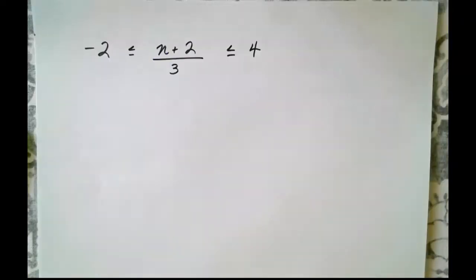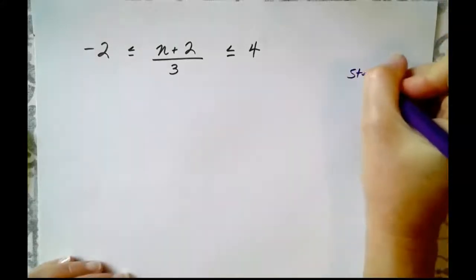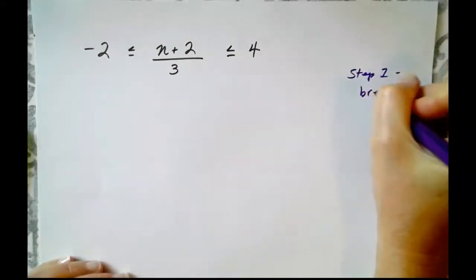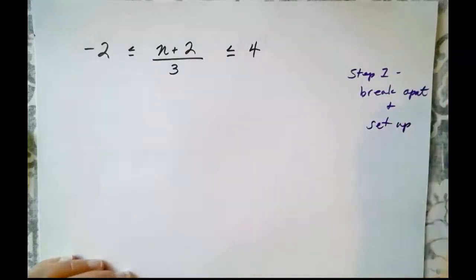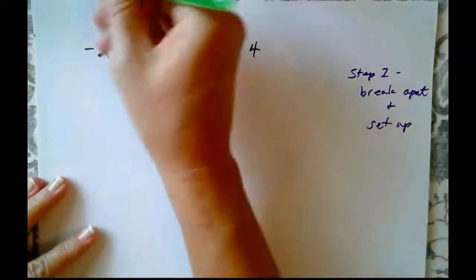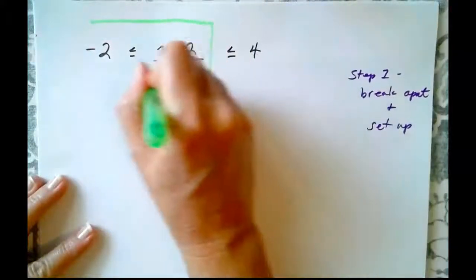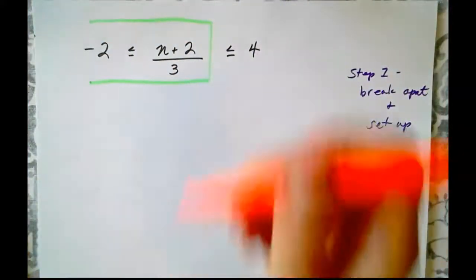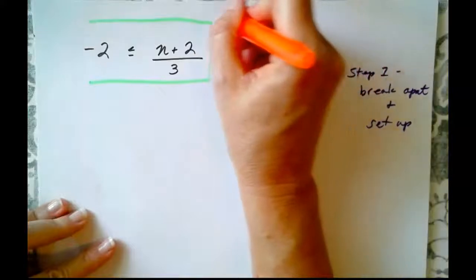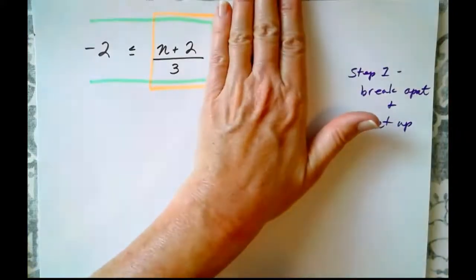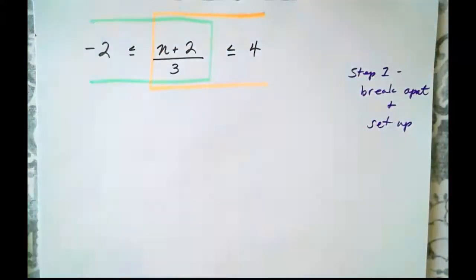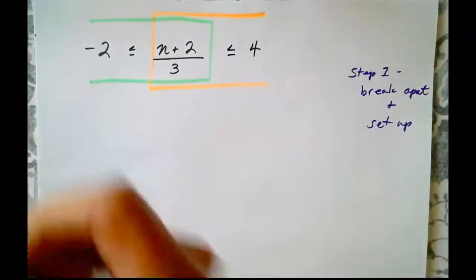Here's our next problem. This one, we need to apply step 1. Remember, step 1 is to break apart and set up. So here's the break apart. Here's the first problem. And here is the second problem. Remember, this is a compound inequality, like a compound word, cup, cake, cup plus cake. Here's the first inequality. Here's the second inequality. So we're going to break them apart and do the setup.